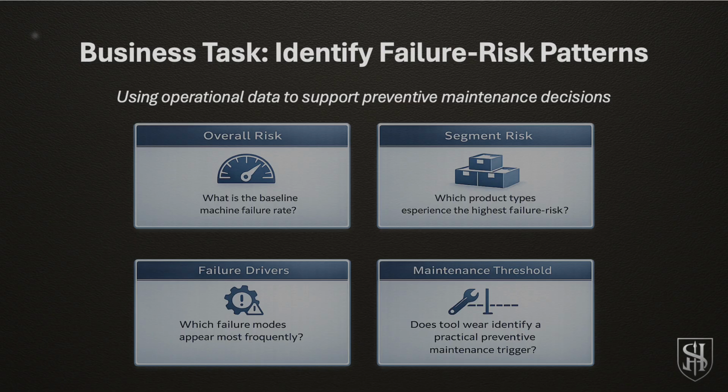The second question is segment risk. Which product types experience the highest failure risk? This helps determine whether failures are evenly distributed across product categories or concentrated in a specific segment. If one product type has both higher failure risk and larger production volume, it may become the logical starting point for a maintenance pilot. The third question is failure drivers.